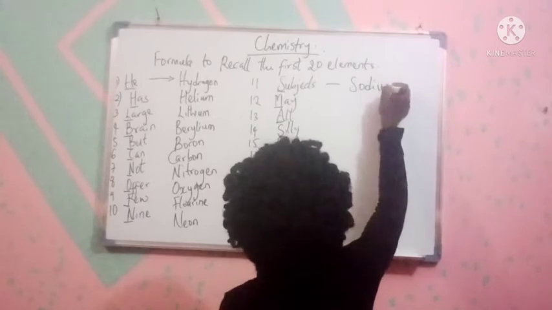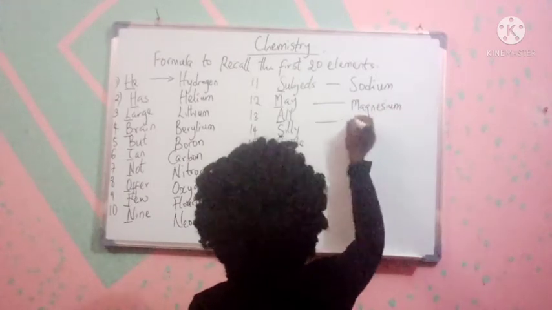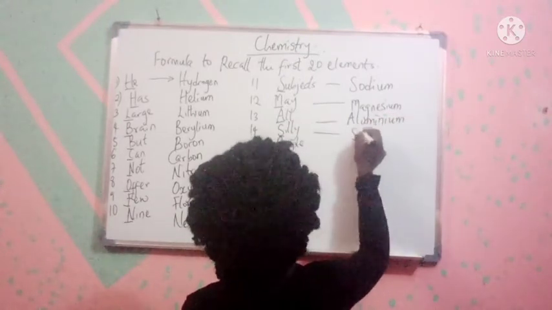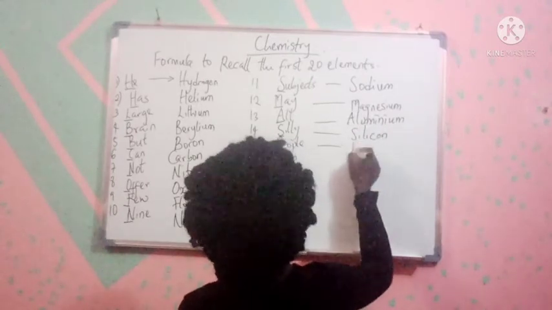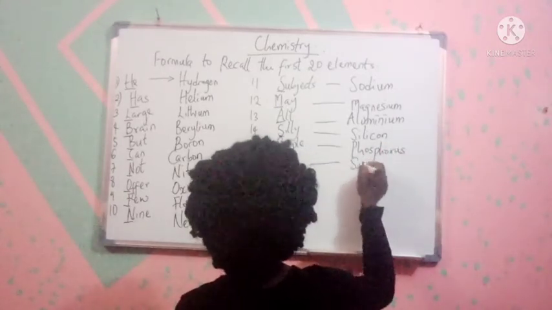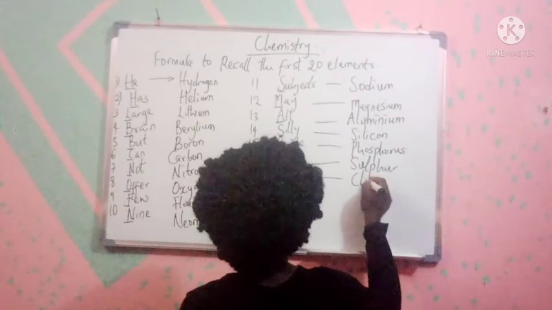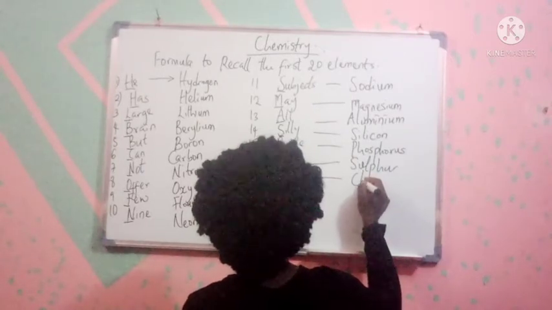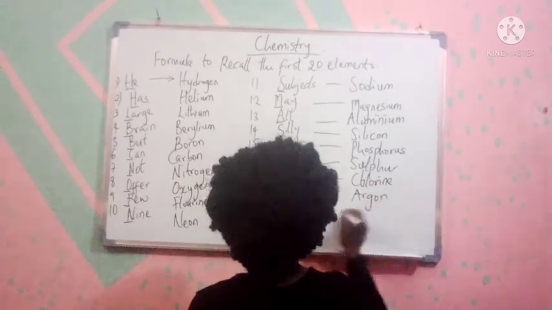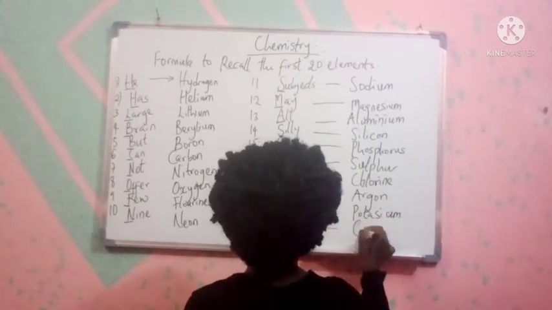sodium, magnesium, aluminium, silicon, phosphorus, sulphur, chlorine, argon, potassium, and finally calcium.